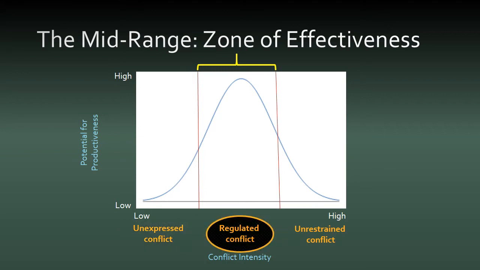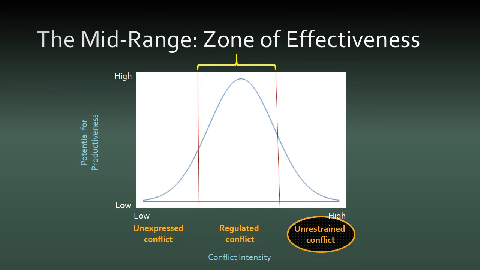Moderated emotions or regulated conflict will stop escalatory spirals, and you'll be able to think more clearly while at the same time emotionally engaging. This is where you have the greatest potential for productivity. Unrestrained conflict is ineffective because blowing up leaves people feeling bad and dissatisfied with any eventual outcome.